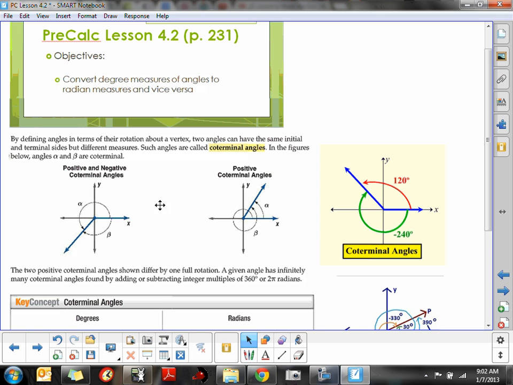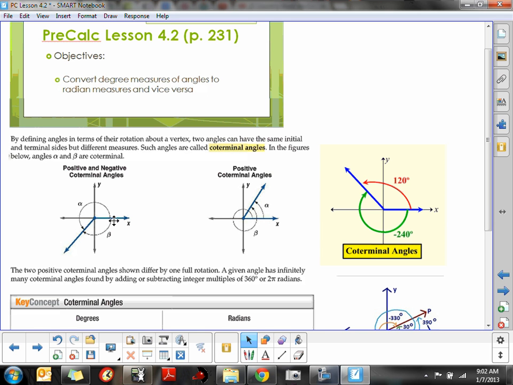So in the diagram they have here, if we start with the initial side on the x-axis in standard position, and we rotate counterclockwise in a positive direction, and this is our terminal side, then one way to measure this angle is what they're using, the symbol alpha. We're measuring in a positive direction, so we go counterclockwise and stop on our terminal side here. That would be the positive angle that we could measure it in.